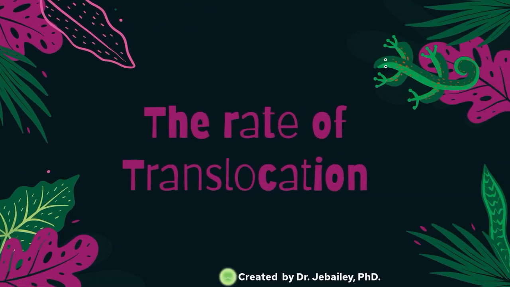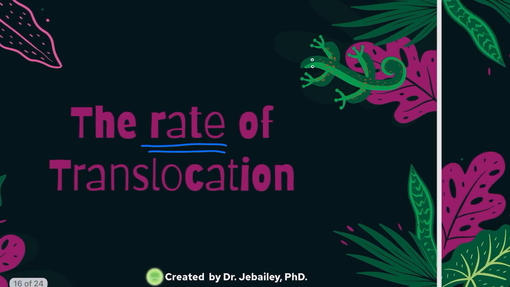Now we're going to talk about an experiment done with translocation. And once again, when I say translocation, it is the movement of sugar through the phloem, right? Going from the source to the sink. Now, when I say rate here, that means how fast the translocation is happening.